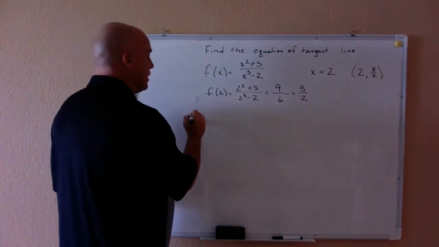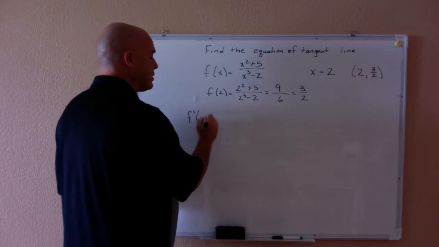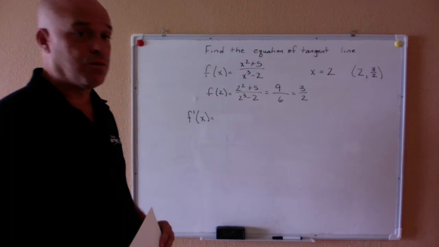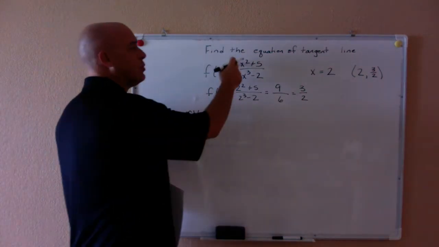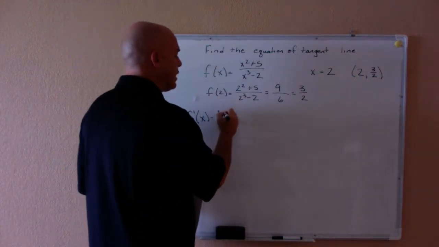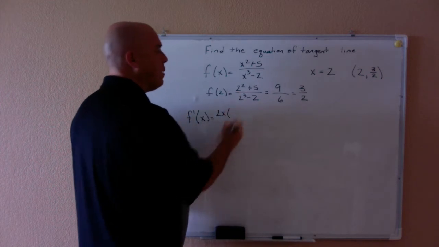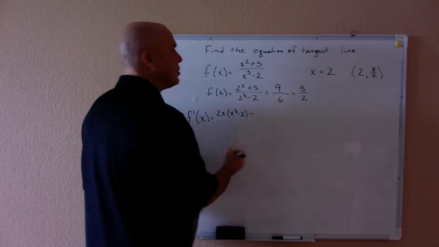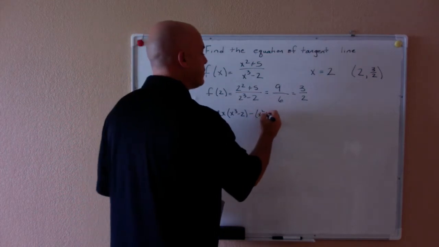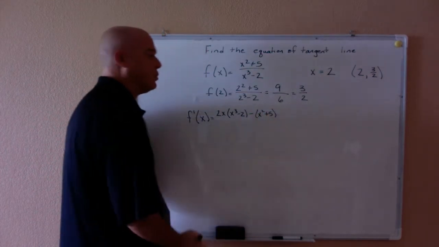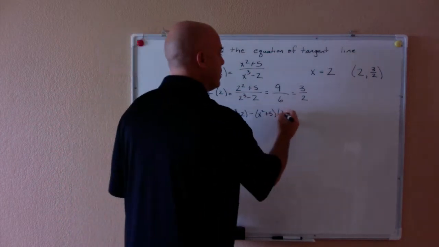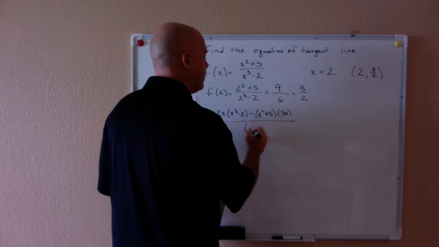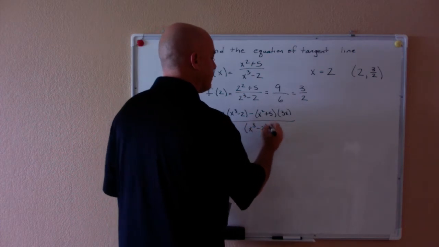So I'm going to take f prime of x, and I'm going to have to differentiate this using the quotient rule. When I use the quotient rule here, the derivative of the numerator is going to be 2x times the denominator, which is x cubed minus 2, minus the numerator, which is x squared plus 5, times the derivative of the denominator, which is 3x squared. And then all of that is divided by the denominator squared.